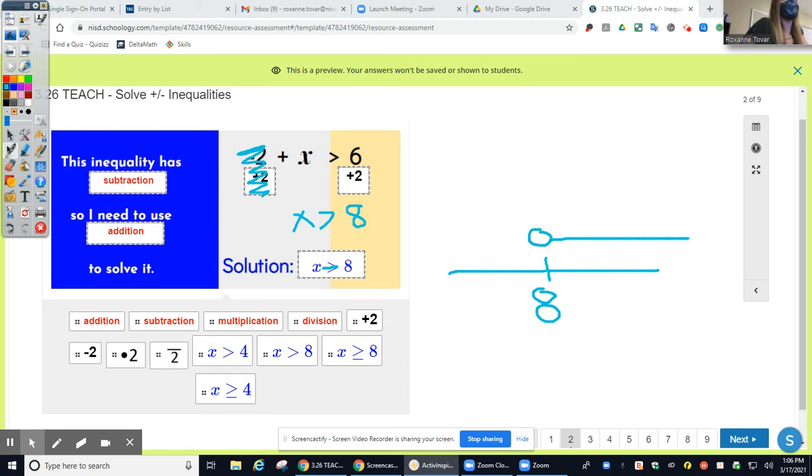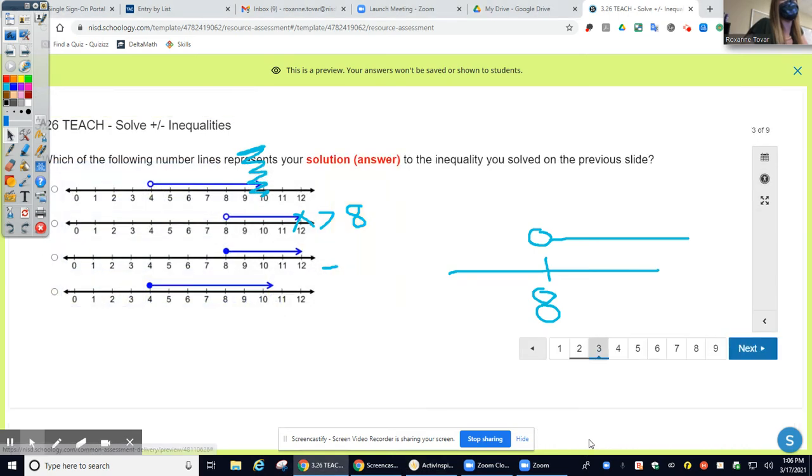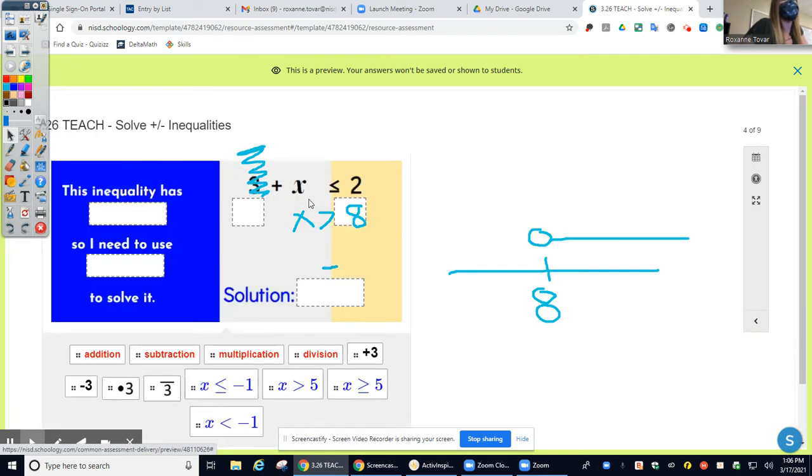So when we go to the next one, we're going to want to choose the open circle being shaded to the right. So we're going to want to choose that second one.